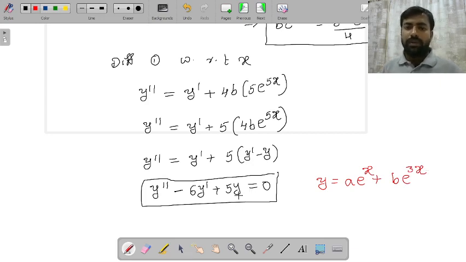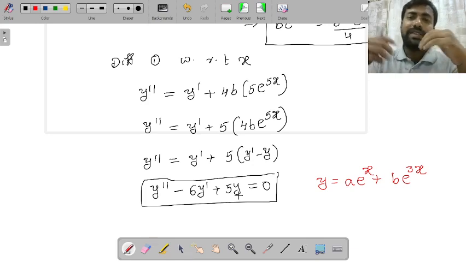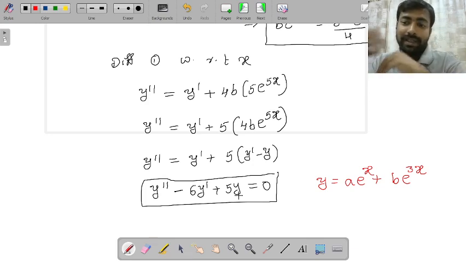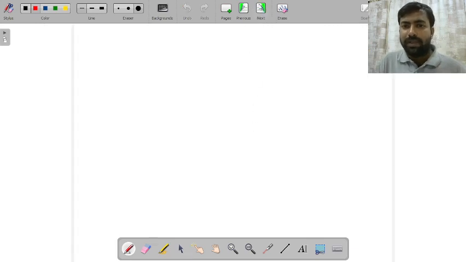Okay. So if you have two parameters, differentiate it twice, and from those three expressions, that is y, y prime, y second derivative, you try to eliminate those a and b. Okay. Suppose you are given a family which has three parameters, then in that case you need to differentiate thrice, and then you need to eliminate those three constants from those four expressions. Okay. So this is what we are going to do. And let us look at one more example, right?